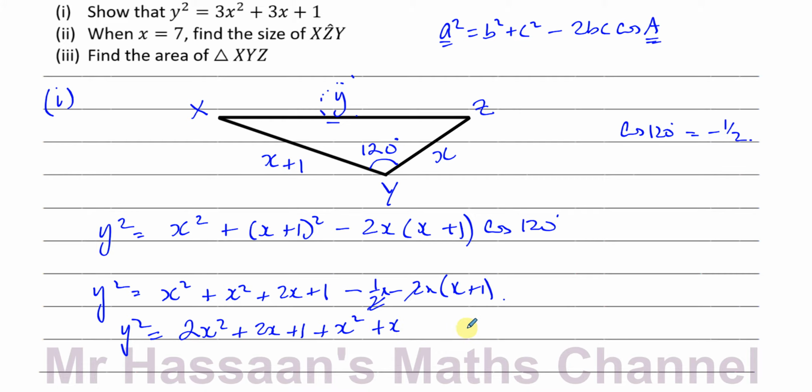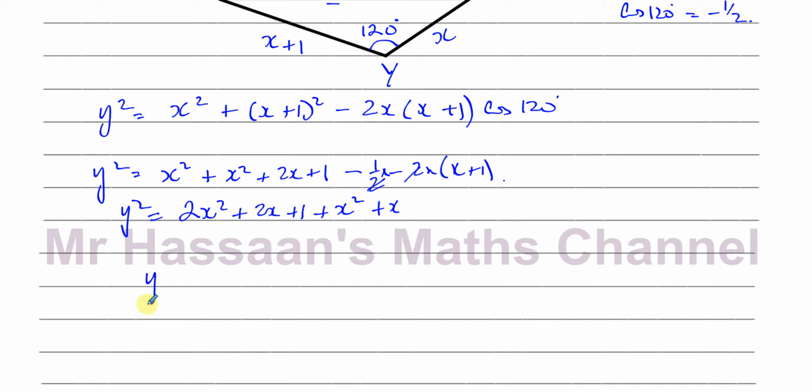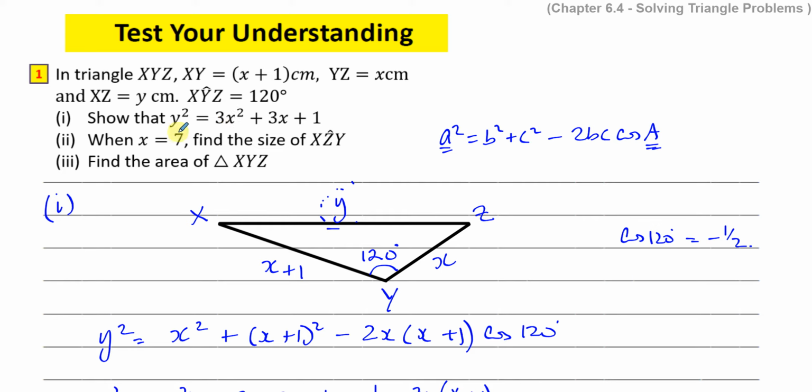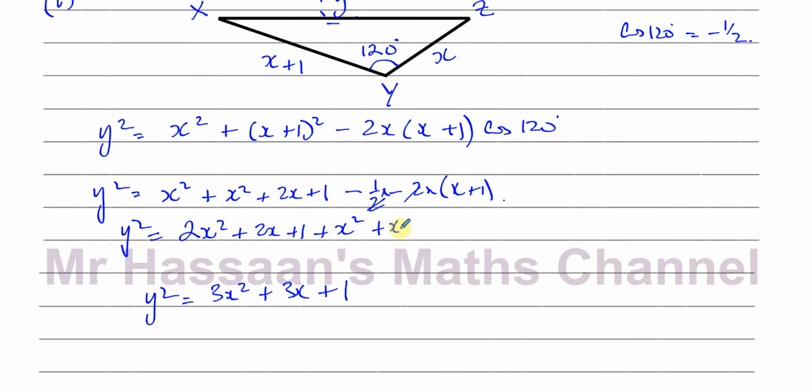So you end up with y squared equals 2x squared plus x squared, which is 3x squared, 2x plus x, which is 3x, and plus 1, which is what we had to show. y squared equals 3x squared plus 3x plus 1. So cosine 120, which is negative a half, times negative 2x is plus x, so this gives you x squared plus x. That's how that bracket becomes x squared plus x in the end.